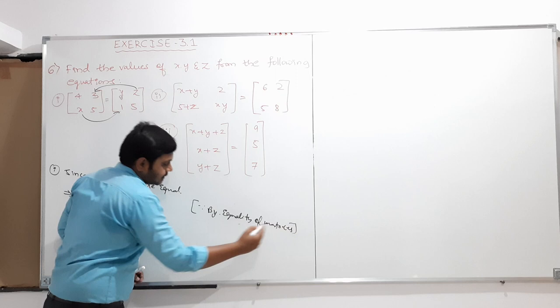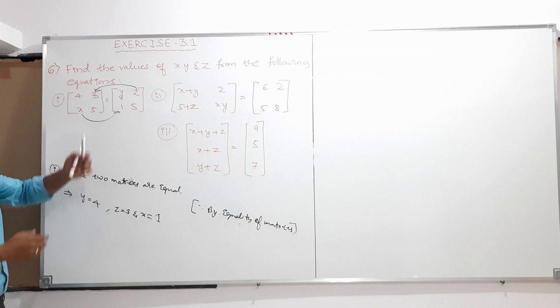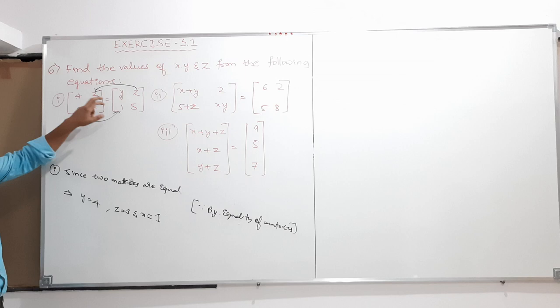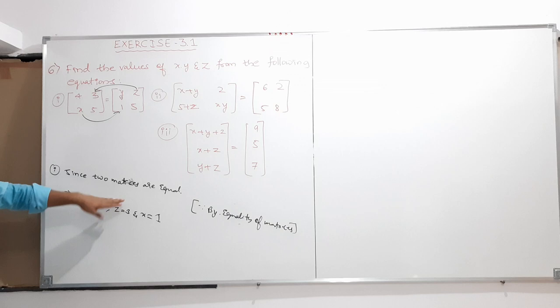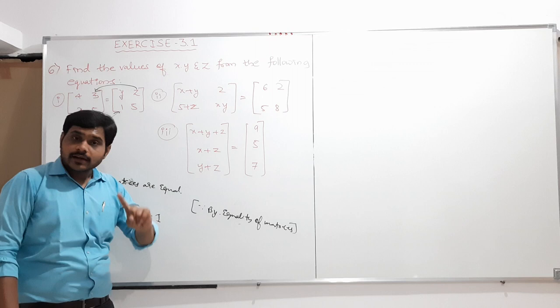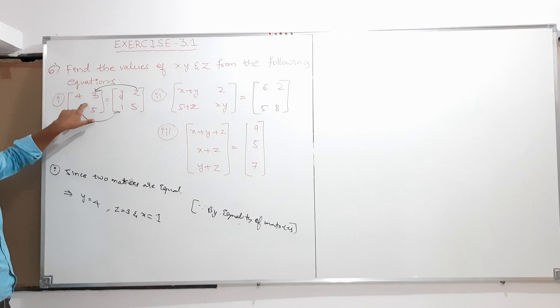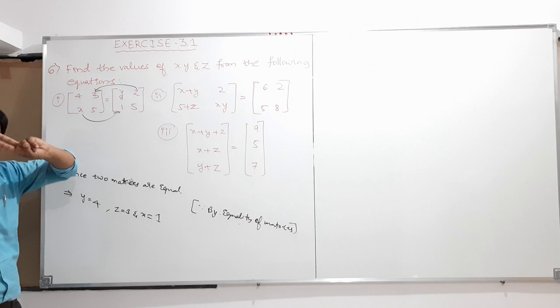So what is the condition here? They have given that these two matrices are equal. If these two matrices are equal, what does it indicate? We know the definition: two matrices are said to be equal if they are of the same order and each element of this matrix is equal to the corresponding element of this matrix. If these two conditions are satisfied, then only can we say that these two matrices are equal.